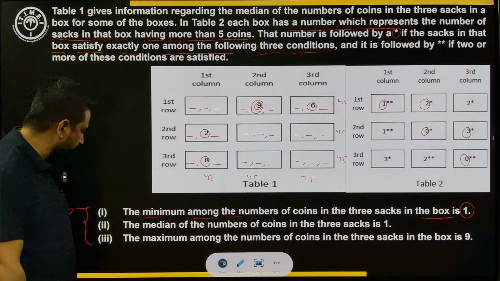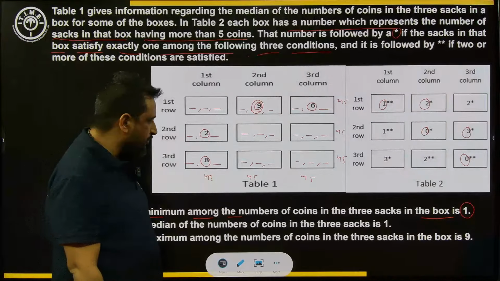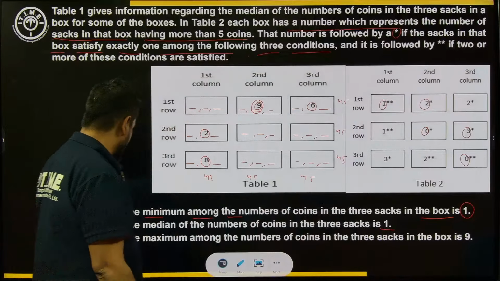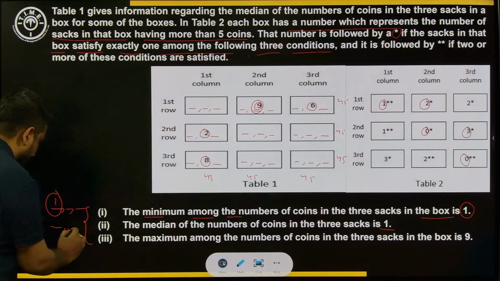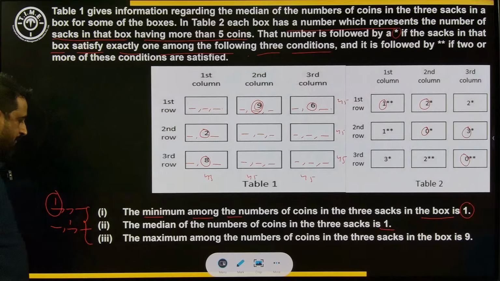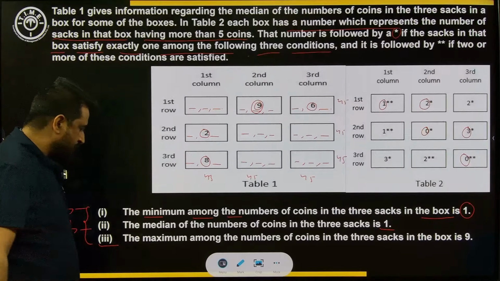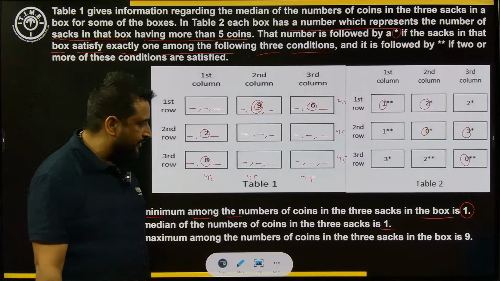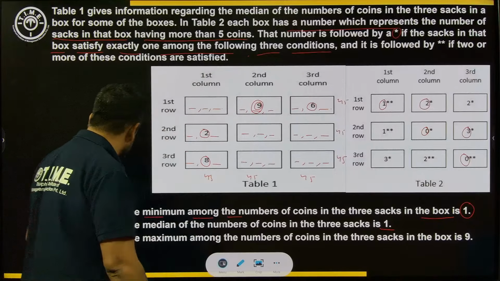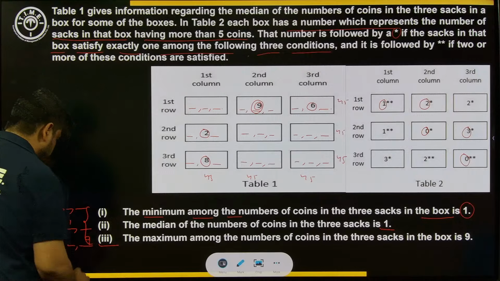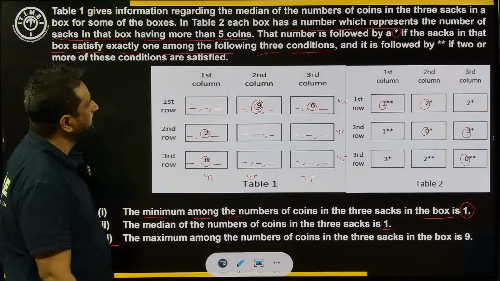Now, what is the second condition given? The median of the numbers of coins in the 3 sacks is 1. Median is nothing but the middle number. So when you arrange the numbers in ascending order, the median number is 1. The third condition. What is the third condition given? The maximum among the numbers of coins in the 3 sacks in the box is 9. So in these 3, the maximum is 9. What else is given?